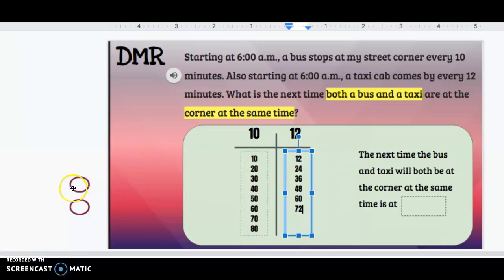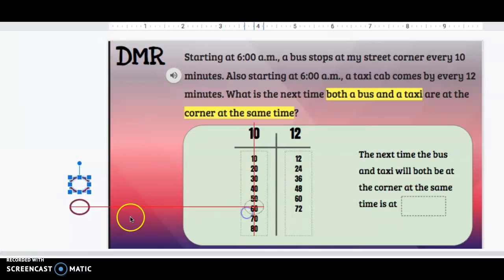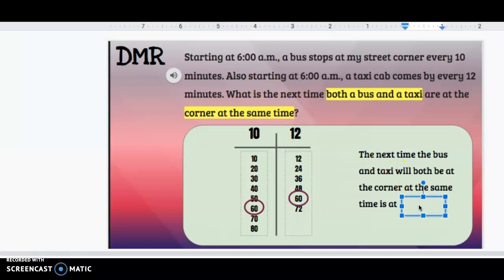And the reason I'm going to stop is because I see a 60 and a 60. So that's 60 minutes that have gone by. So if they're starting at 6 a.m., okay, and they both are going through, they want to know a specific time. So the time that they're going to be there is an hour after 6. So what's an hour? Because there's 60 minutes in an hour. So if there's an hour after 6, we're going to say it's going to be 7 o'clock in the morning.